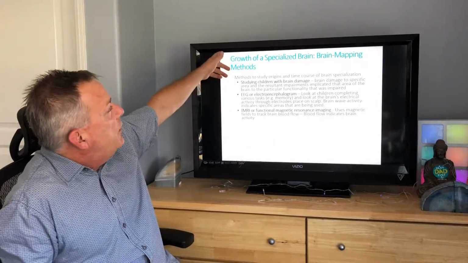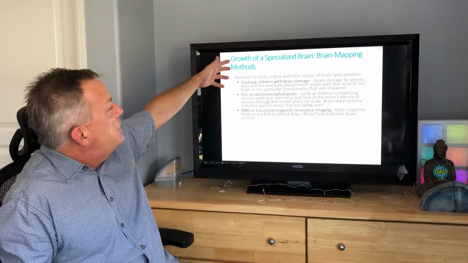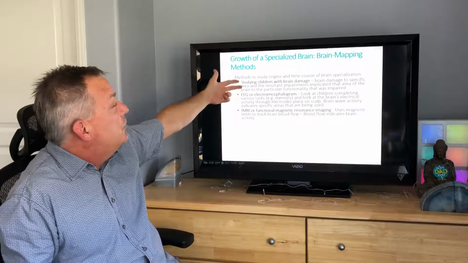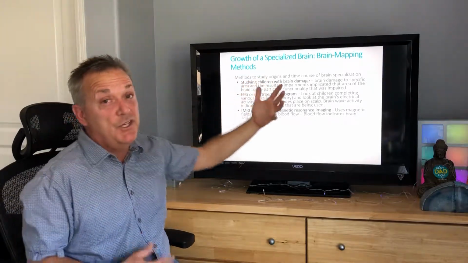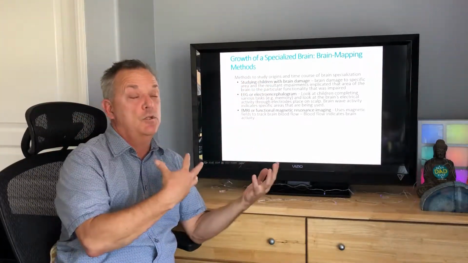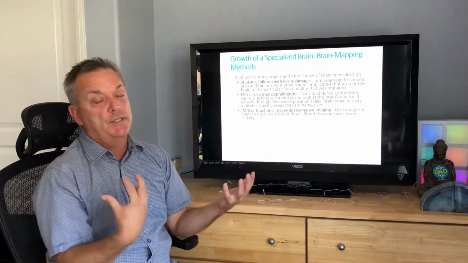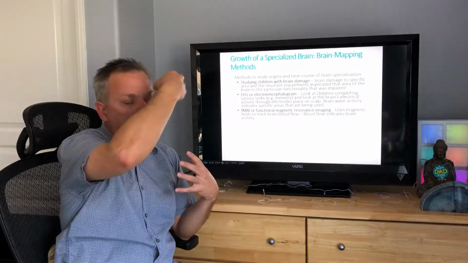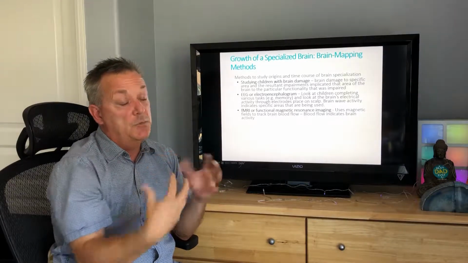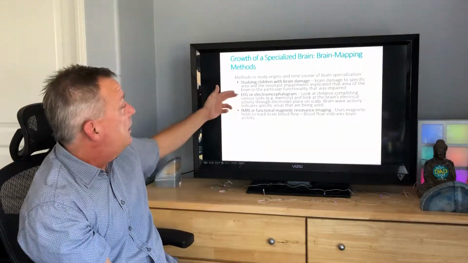Growth of specialized brain mapping methods. You can take a look at studying children, unfortunately, that have had brain damage, and if they have certain functionality that was impaired, you can basically imply that that certain brain area that was damaged is related to that functionality.